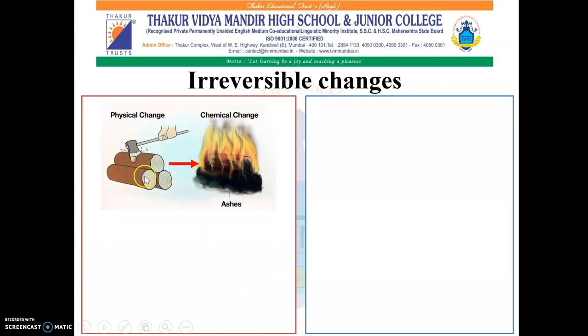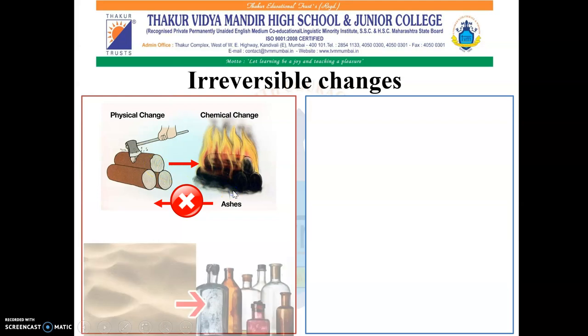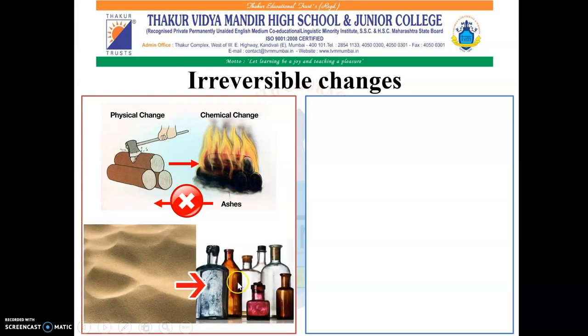If we take logs of wood and burn it, then it will turn into ashes. Now, can you convert ashes back into wood again? No. Right? So, this is an irreversible change where the chemical properties of the substance are changing and you cannot convert the new substance obtained back into the original substance. Glass is made from sand, right? So, from the glass again, you cannot make sand. So, this is again an irreversible change.